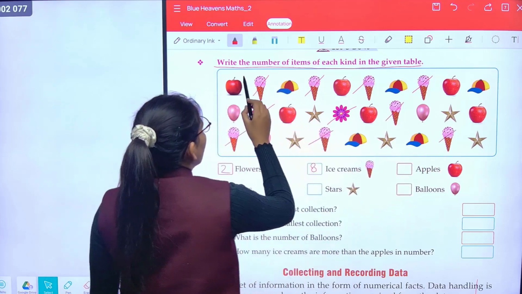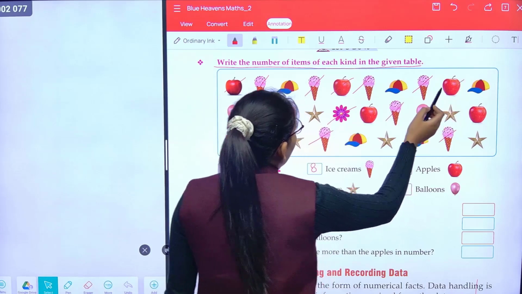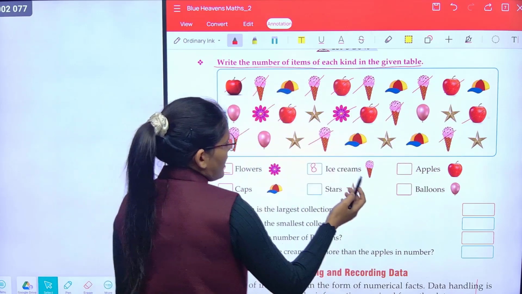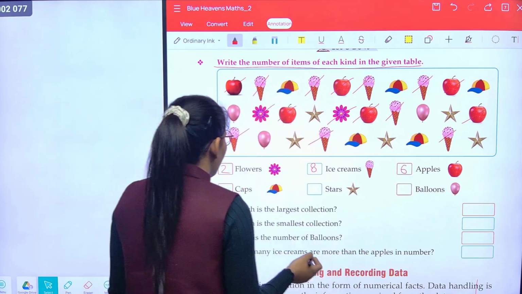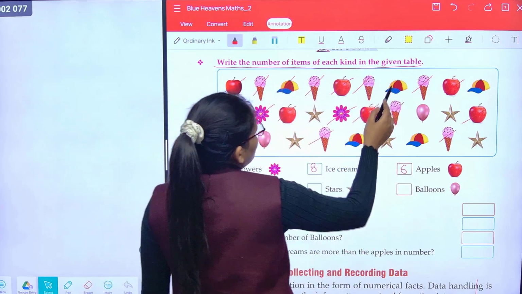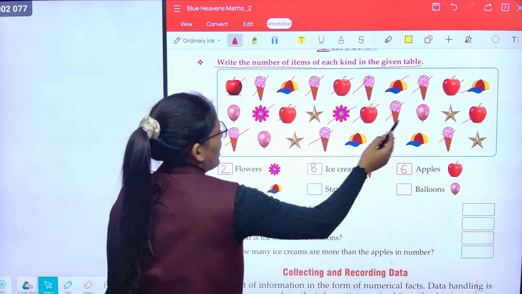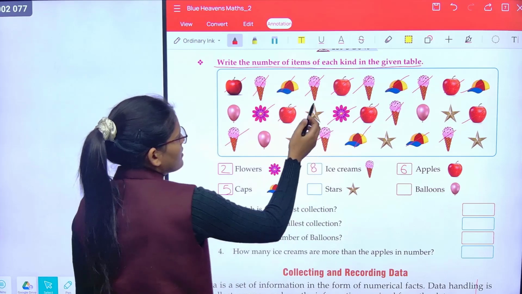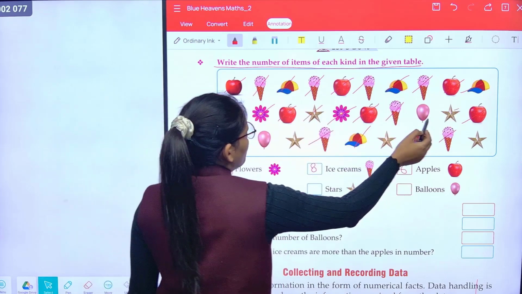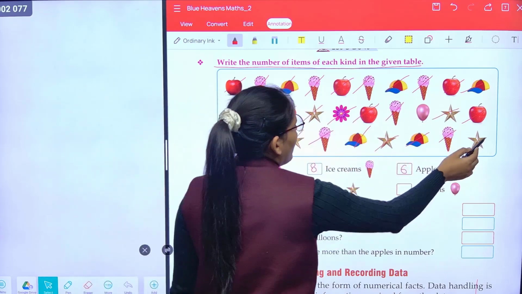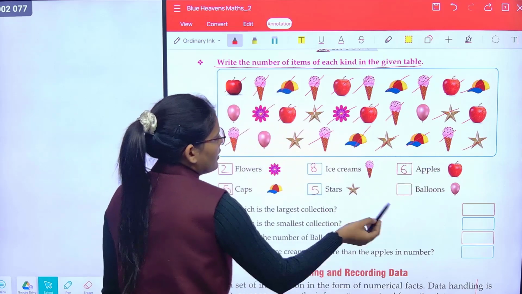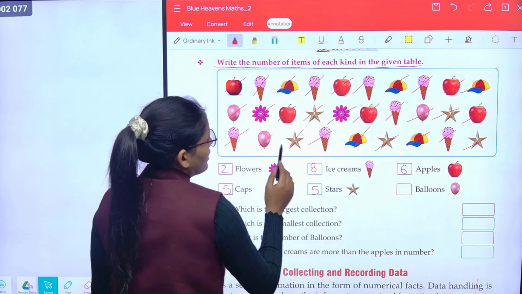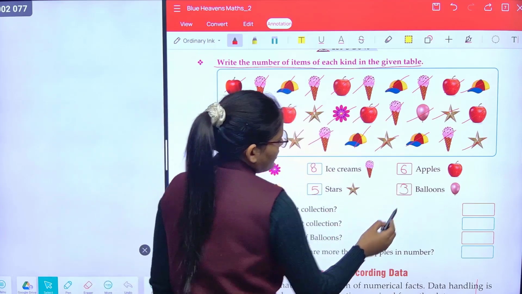Now apples: 1, 2, 3, 4, 5, 6. 6 apples are there. Now caps: 1, 2, 3, 4 and 5. Now stars: 1, 2, 3, 4, 5. 5 stars. Now balloons: 1, 2, 3. 3 balloons are there.